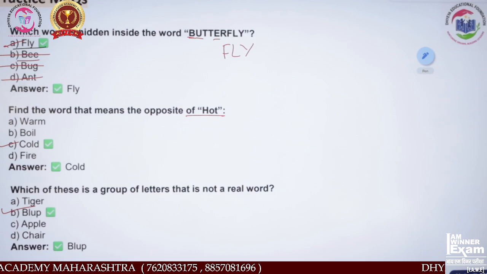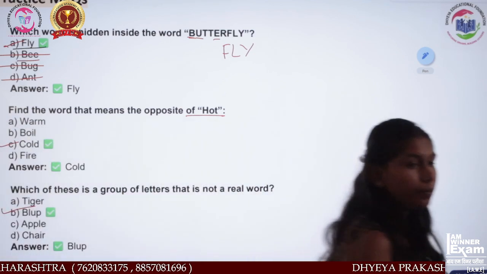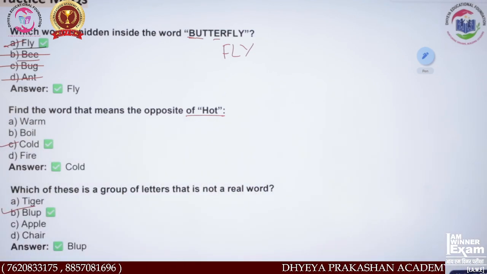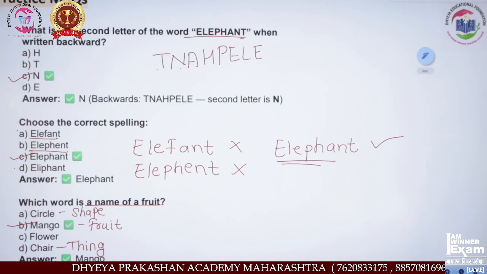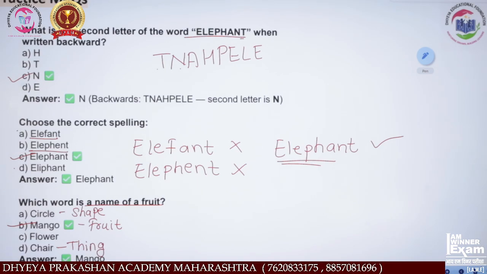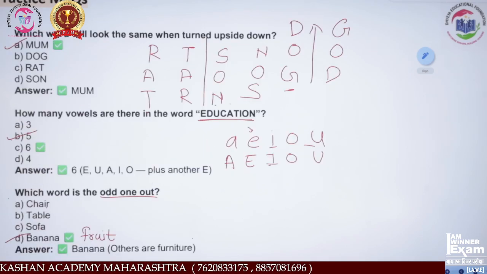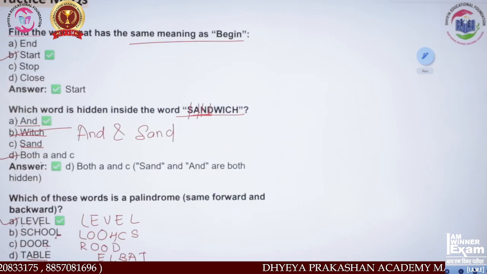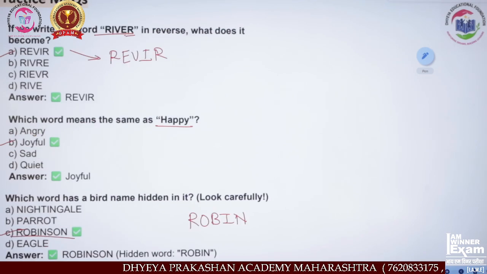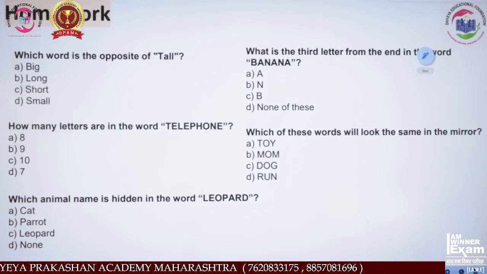Okay. Then next, these were some MCQs that we solved today. This is the second page of the MCQs. Then this is the third. This is the fourth page of the MCQ. This is the fifth page of the MCQ. And this was your homework for today.